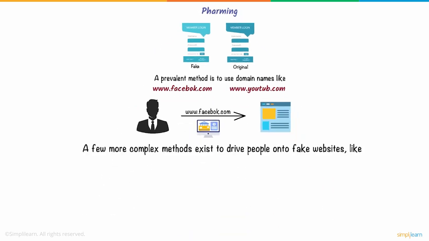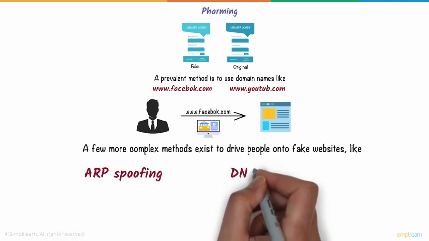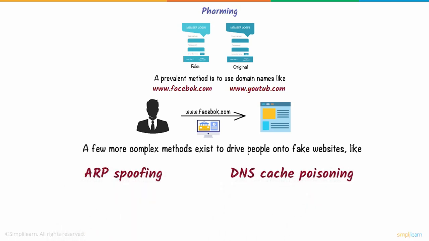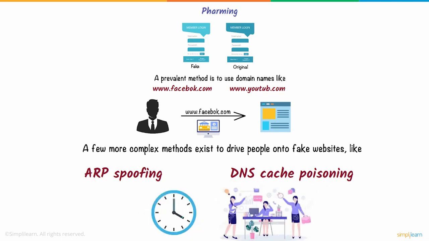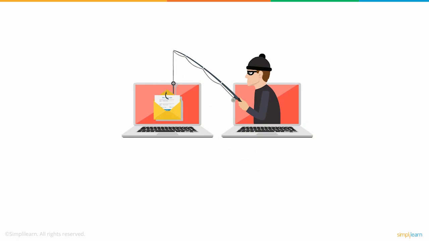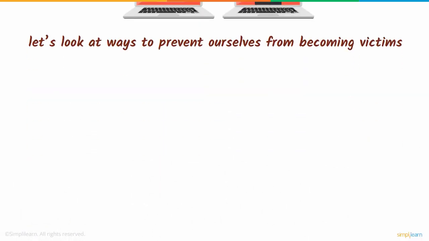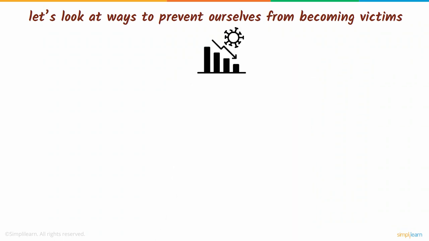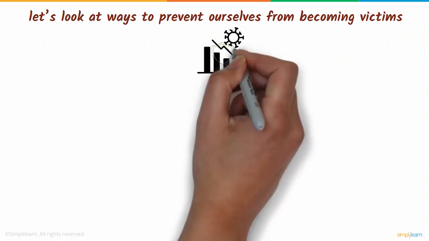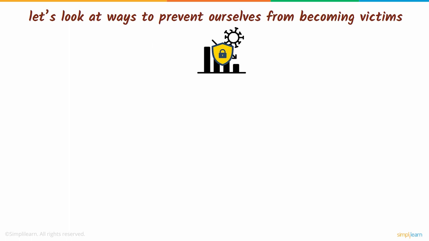A few more complex methods exist to drive people onto fake websites, like ARP spoofing and DNS cache poisoning, but they are rarely carried out due to time and resource constraints. Now that we know how phishing attacks work, let's look at ways to prevent ourselves from becoming victims. While the implications of a phishing attack can be extreme, protecting yourself against these is relatively straightforward.